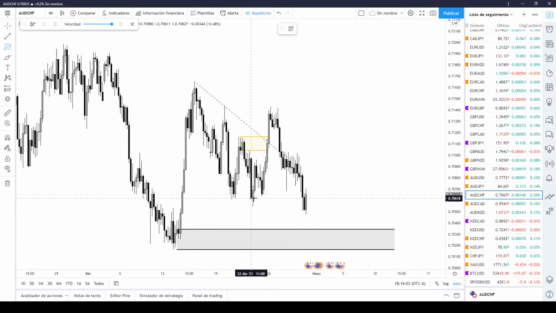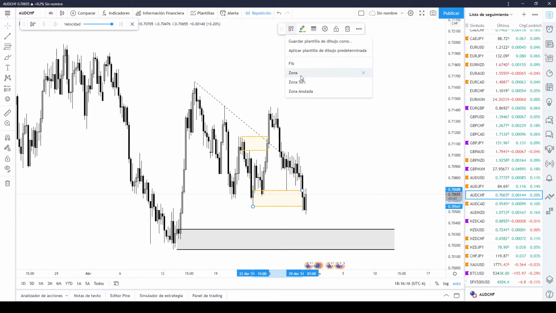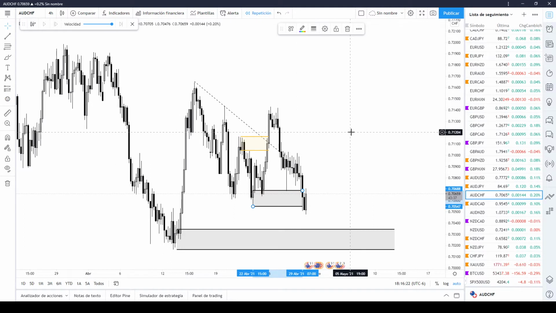So now, where is the entry? Where did the whole movement start? And I know this is going to help you guys to always use the correct order block, no matter which strategy you're using. If you use smart money concepts, I know this is going to help you a lot, because where the money is, is where the whole movement started. Okay, so here is where the whole movement started. Here, this is the order block.